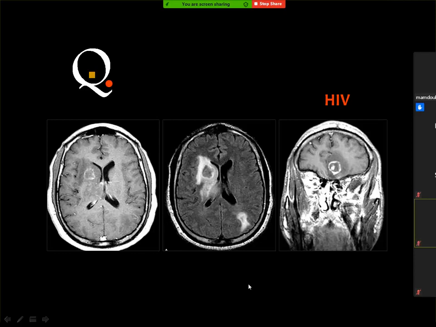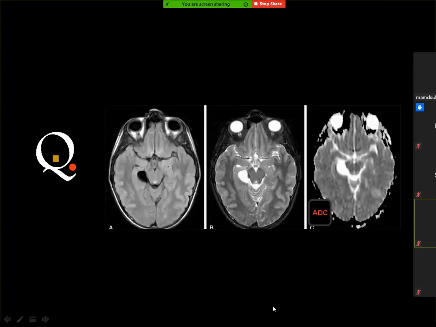And remember that I have mentioned many times in my lectures that this appearance and this site is almost a classic site for toxoplasma. Many times we are not able to differentiate between toxoplasma and lymphoma unless we have the biopsy. But if you see this particular lesion in this particular situation with this particular enhancement, you may suspect the possibility of toxoplasma. Then the next case.